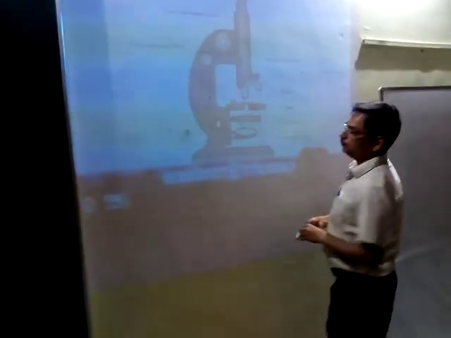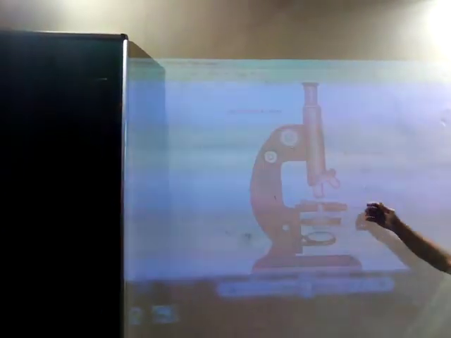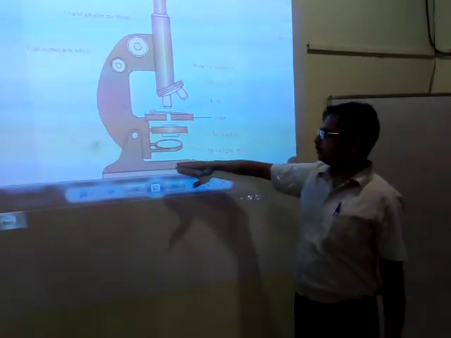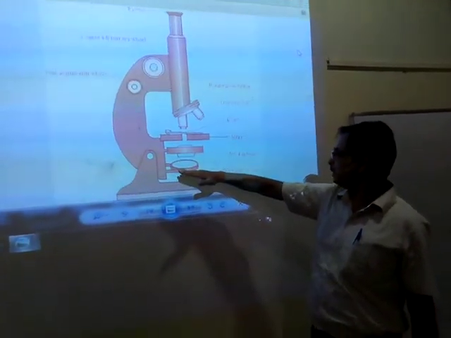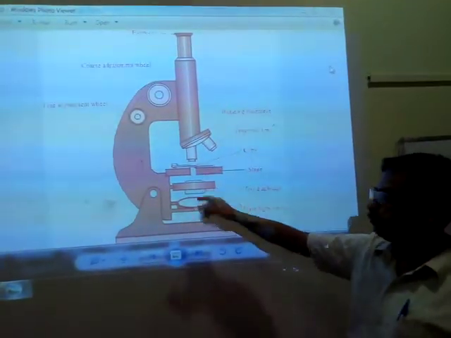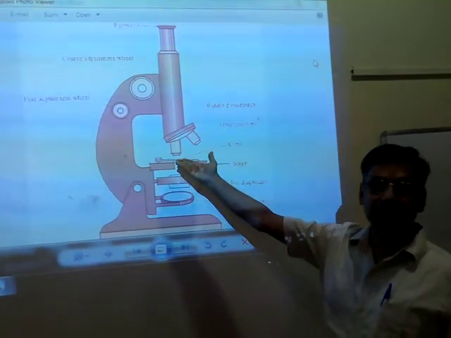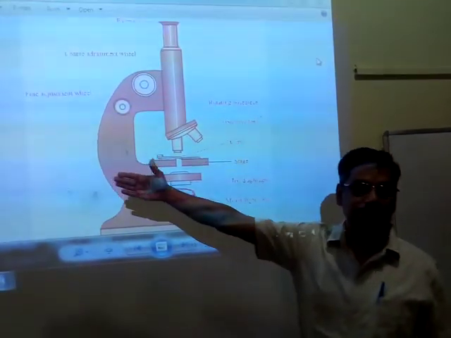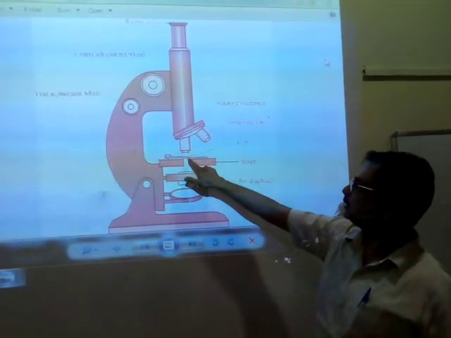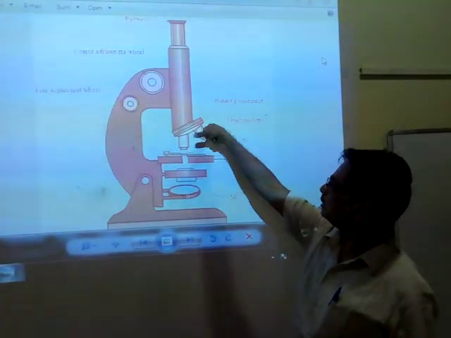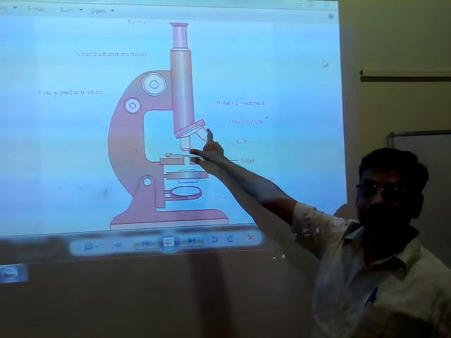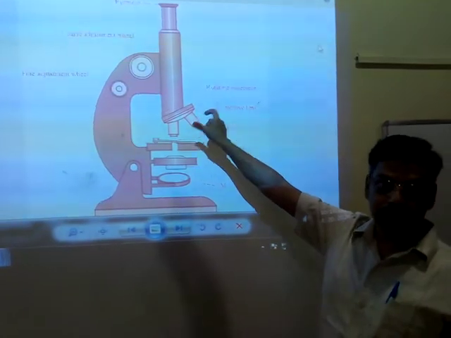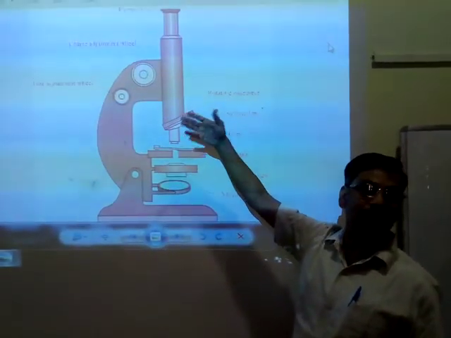Now, if you see the structure of the microscope, what do we find? This is the base of the microscope. Just above the base is the mirror, through which light is reflected inside through the condenser, and it goes to the stage where we put the slide. The slide that we have prepared, we put over the stage. Now we rotate the lens here. Here there is a lens of 10x or 45x. 10x is the lower magnification, and 45x is the higher magnification.